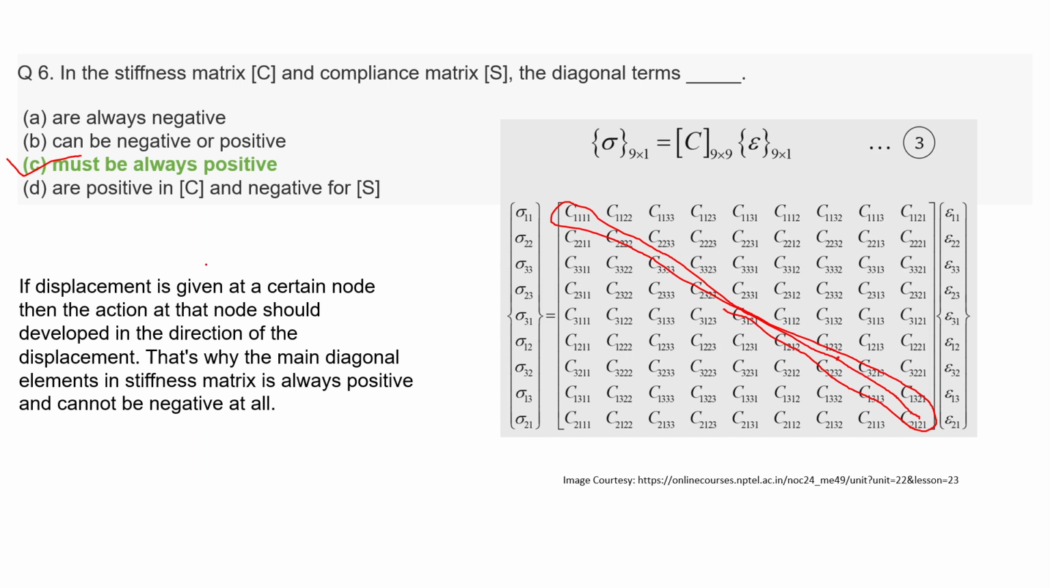As you can see in the statement, if displacement is given at a certain node, then the action at that node should develop in the direction of the displacement. That's why the diagonal elements in the stiffness matrix are always positive and cannot be negative at all.